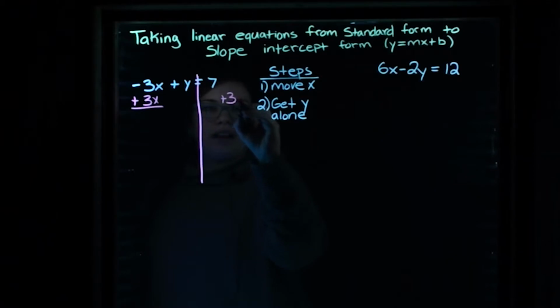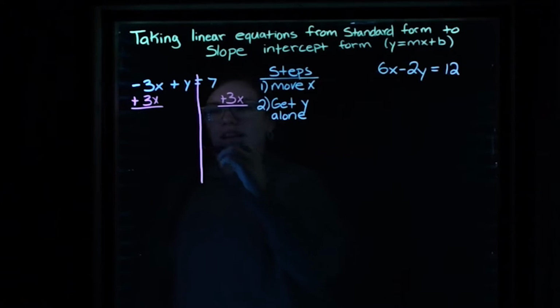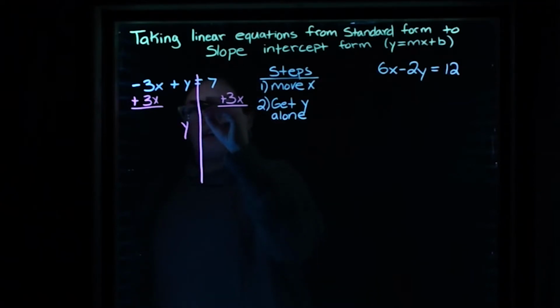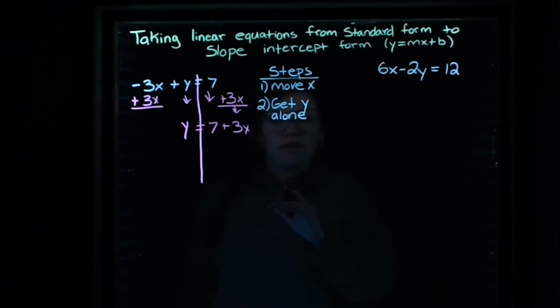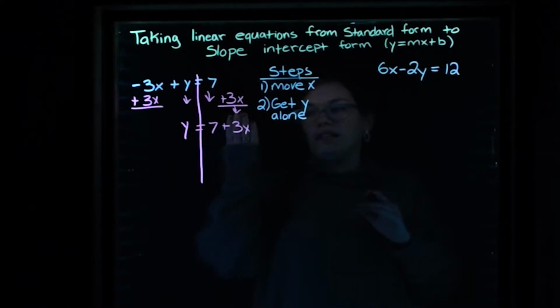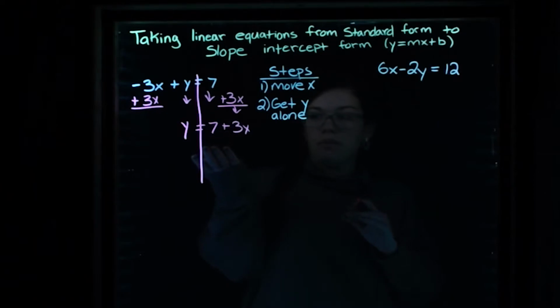Now since it has a variable, I cannot add it to the 7. I just add it to that side. So I can go ahead and take down everything I have not used yet, and take down that 3x as well. And then I have 7 plus, because I added it, 3x. Now you can leave it like this if you're going to remember that the number by itself is our y-intercept and the number with the x is our slope.